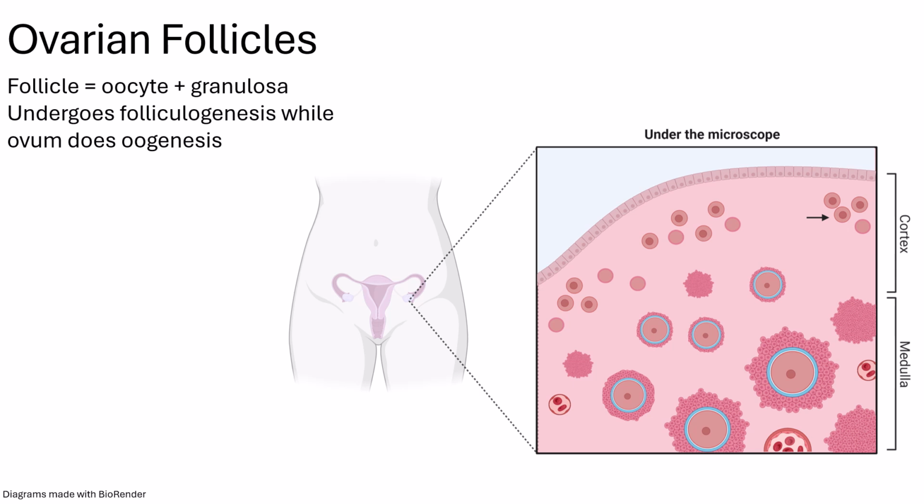An ovarian follicle is a structure found within the ovaries, and it consists of an immature egg, which we call an oocyte, surrounded by supporting cells. These supporting cells are just as important for the growth of the ovum as the ovum itself.